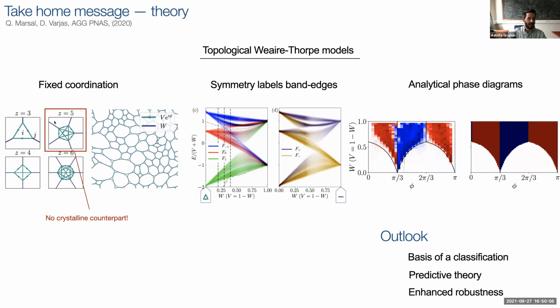Yeah. So I just want to highlight that you can have coordinations that you don't have in crystals. So that's also quite interesting. You can have topological phases with coordination that you don't have in crystals. So those are already phases that we didn't know could exist.